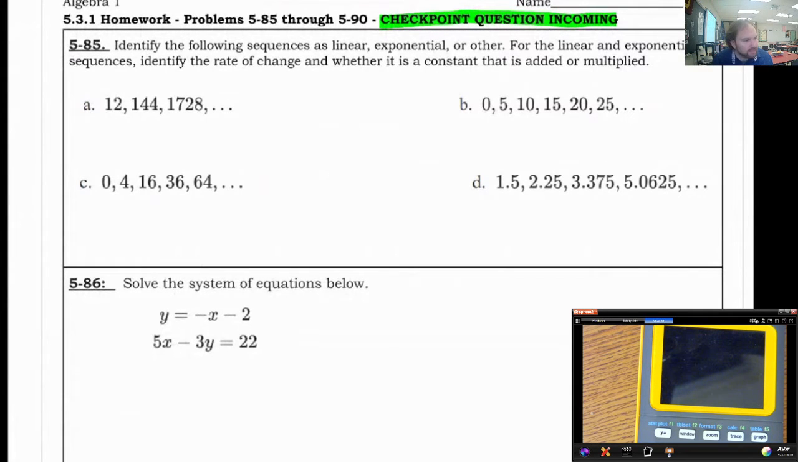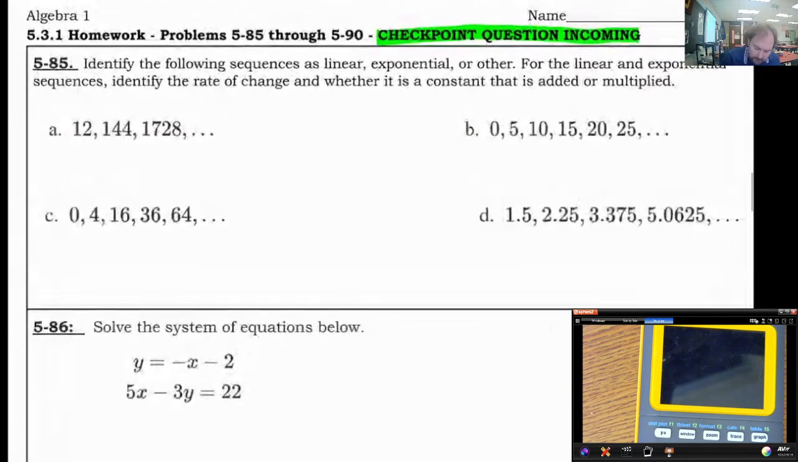This is 5.31. We're doing problems 5.85 through 5.90, and there is a checkpoint question at the end, so let's go for it. 5.85, we're going to identify the following sequences as linear, exponential, or other. For the linear and exponential sequences, identify the rate of change and whether it is a constant that is added or multiplied. So, for number 12, I see it's definitely going to be a multiplication thing if it's anything.